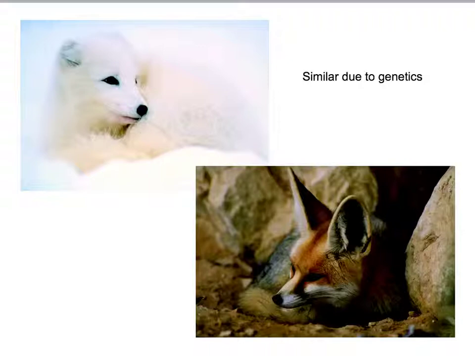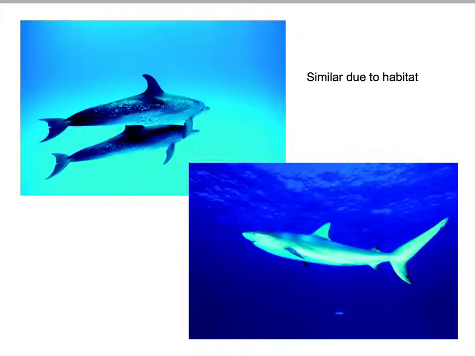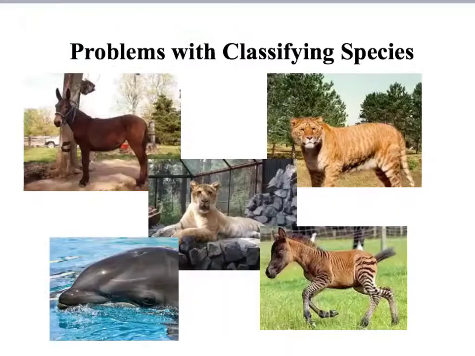However, they have become very different over time due to evolution because of the different habitats that they have adapted to survive in. On the other hand, some animals that are not as closely related through genetics have become very similar. They have evolved similar features because they have adapted to survive in the same habitat.